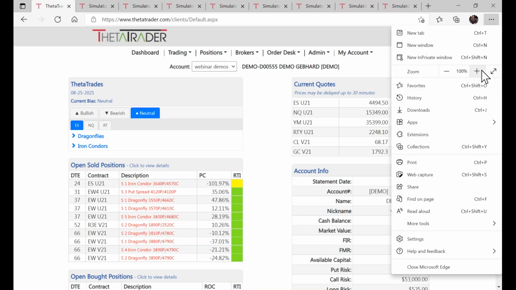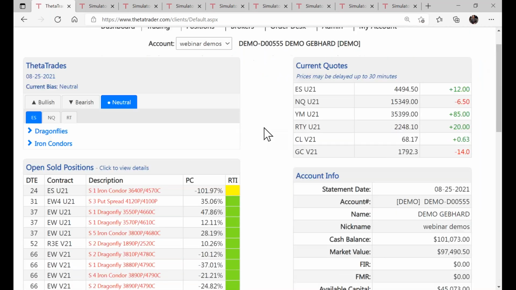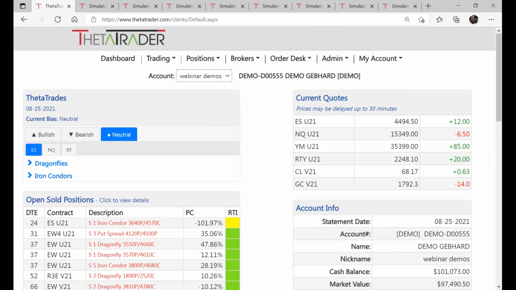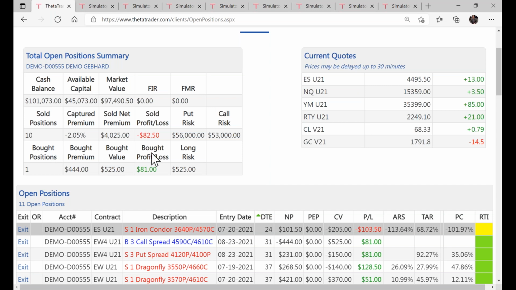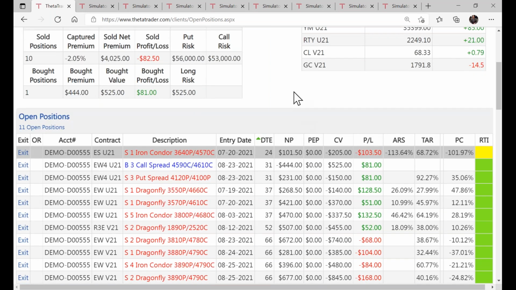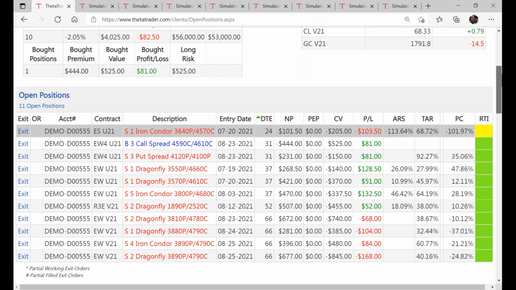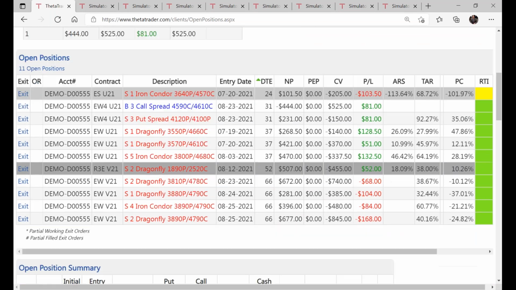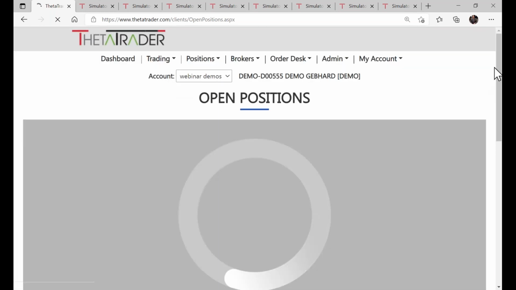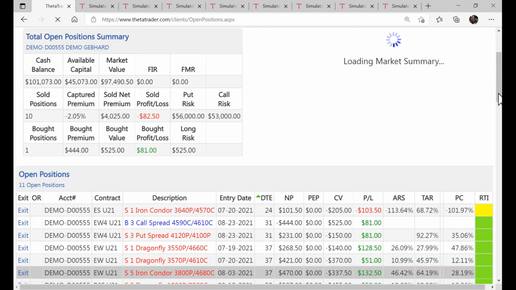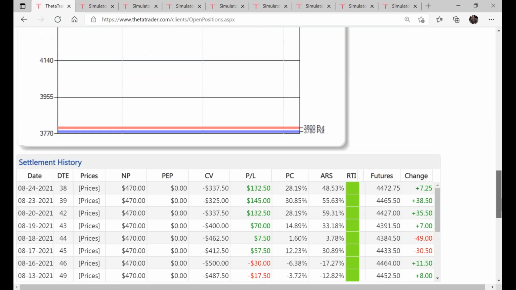And let me show you where you can look at your open positions on the dashboard, or you can go here on this one screen. It gives a summary here of all your open positions, your short positions, your bought positions, and then you can see everything here. If you want to drill down on any one of them, let's look at this here, selling these 5 Condors. And there's the history of that trade.